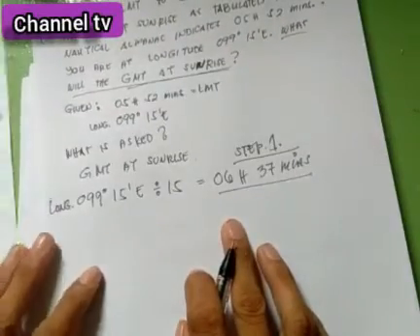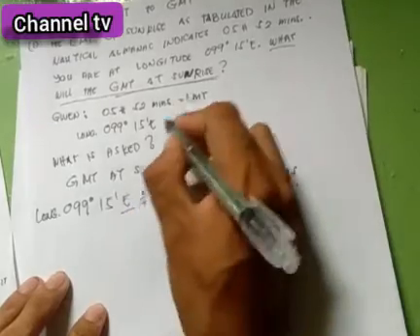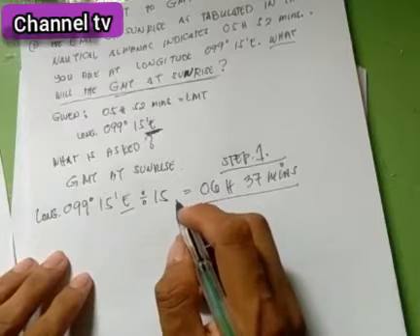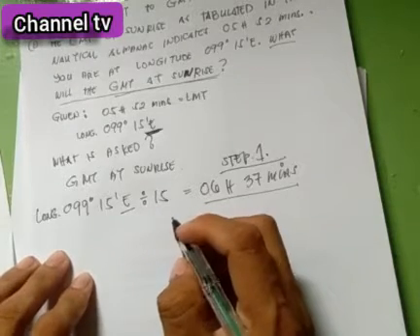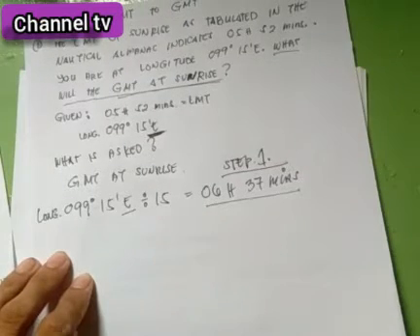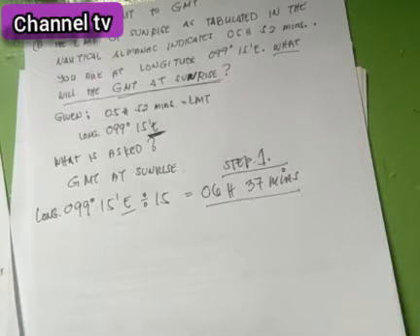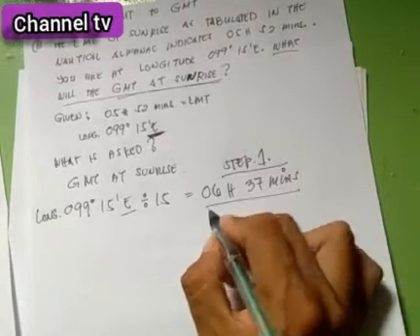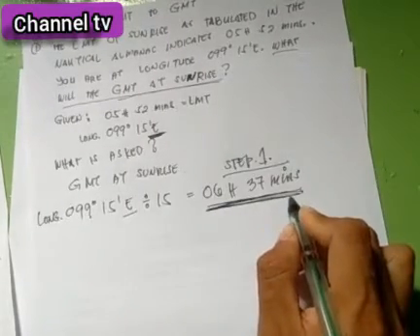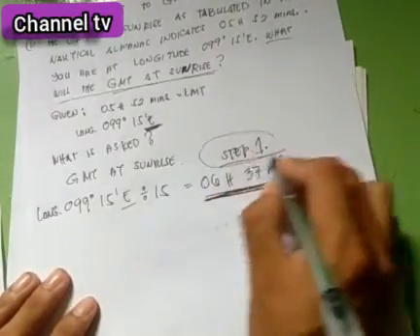Step 1 yan. Ang step 2 naman, since the longitude is east, the local time is ahead of Greenwich. Therefore, to get the Greenwich mean time or GMT, we have to subtract from the local mean time or LMT by 06 hours and 37 minutes, which is our answer in step 1.